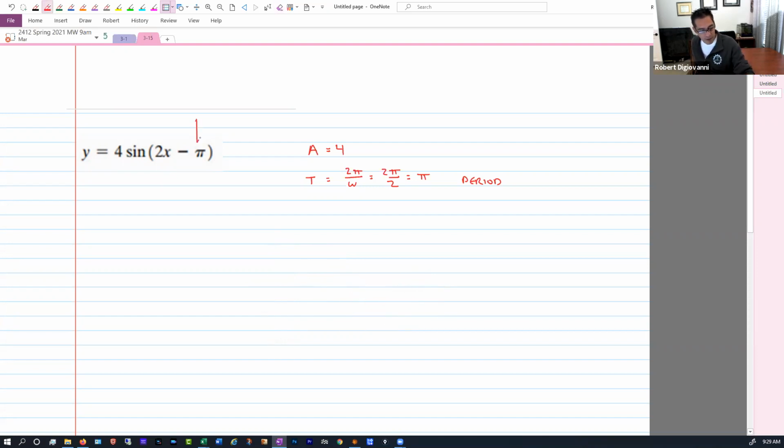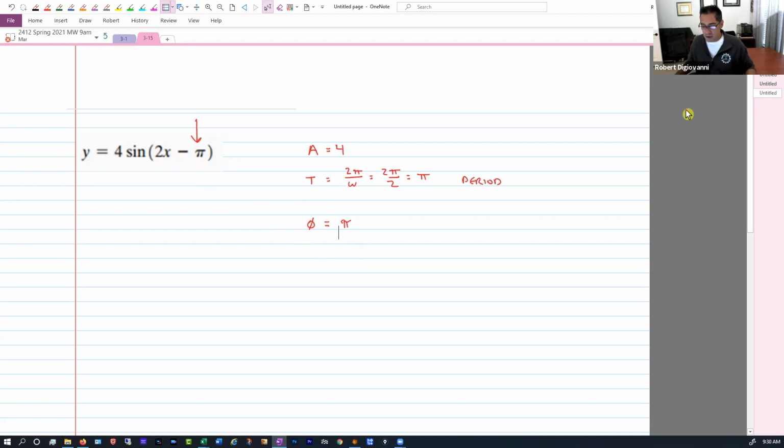Because we have this in here now, we know that our phi here is equal to, maybe you can tell me. What's phi? Is it negative pi or pi? Pi. It's pi, right? It's because in the formula, it was omega x minus phi. So phi for us is pi. Okay, so let's just remember that.